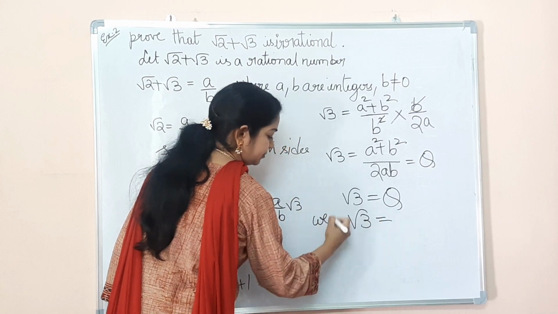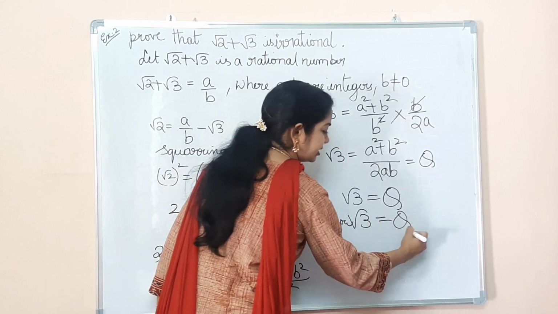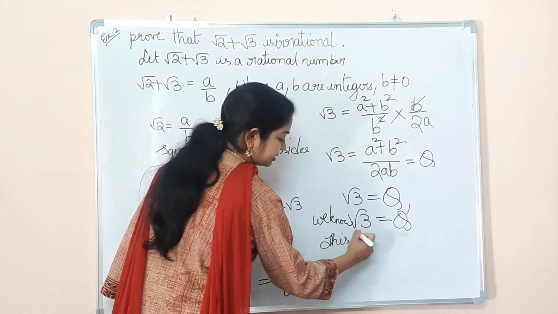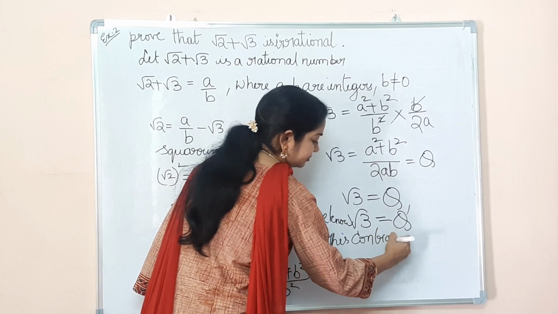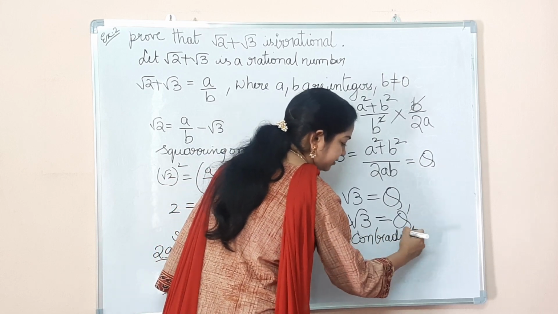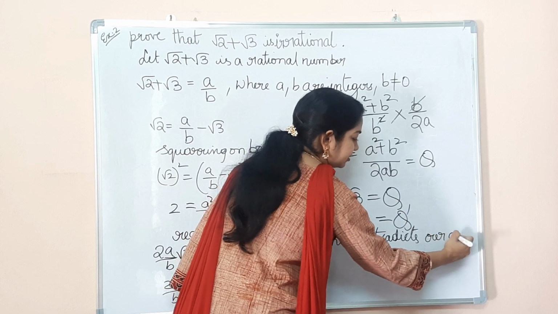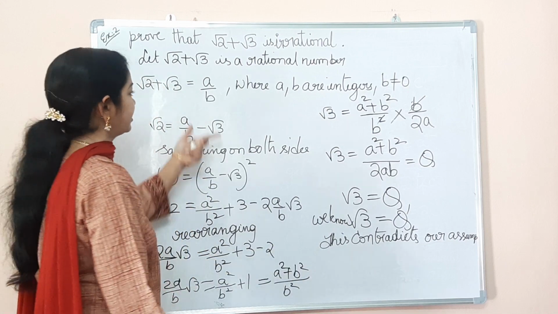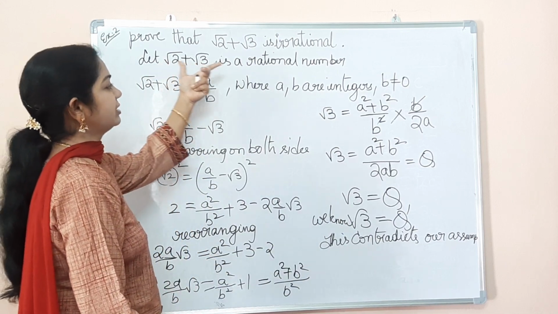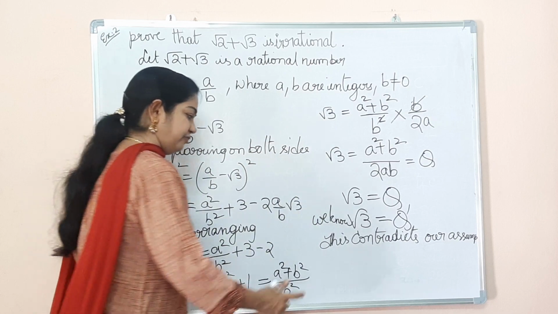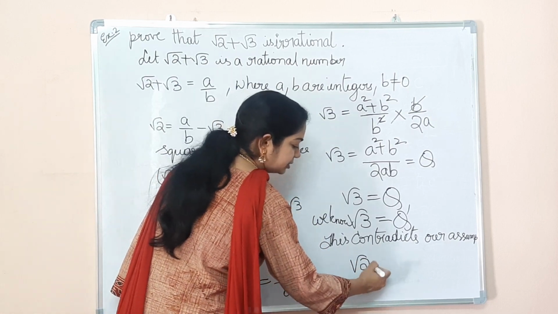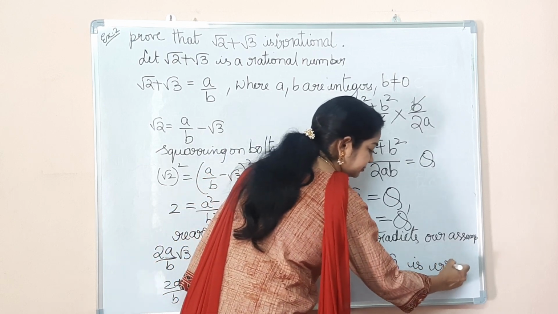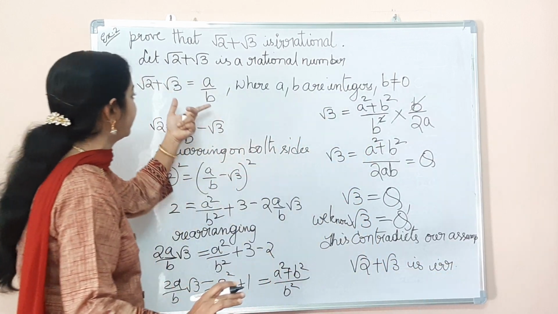We know that root 3 is an irrational number. So this contradicts the fact, or our assumption. This is contradicting our assumption that root 2 plus root 3 is a rational number. So obviously we can conclude that root 2 plus root 3 is irrational.